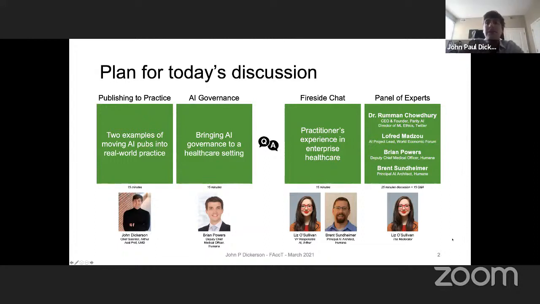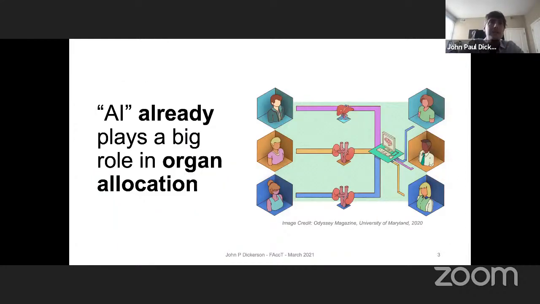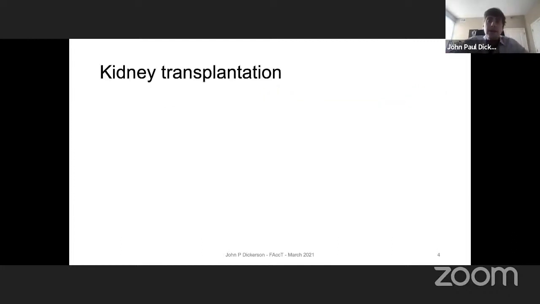So I'll kick things off, setting the stage with a specific set of 2 case studies in one application area, which is organ allocation. And a quick spoiler is that AI, broadly defined, already plays a big role in organ allocation. So there's active research in this area, but AI in general is playing an active role and has played an active role in organ allocation, both in the United States as well as in the EU for quite a long time. So let's talk about this.